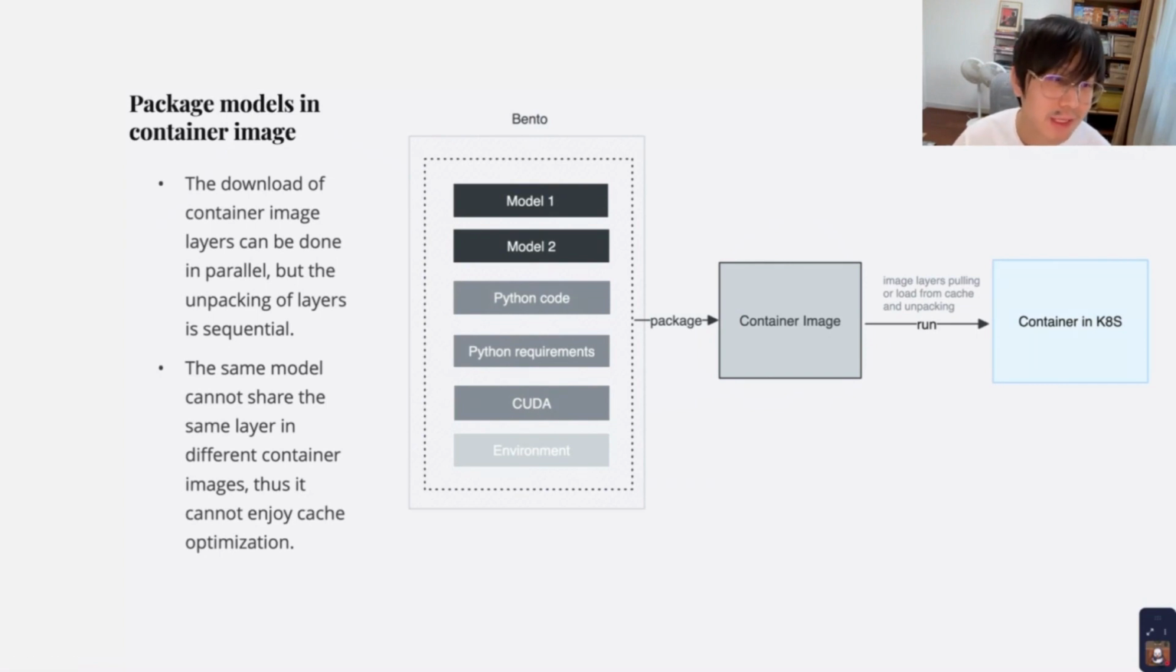The initial one is the downloading. Although you can acquire this container image, each layer of your container image is downloaded in parallel, but when you decompress it, it is done serially. When it decompresses to the layer that contains a large number of models, it will accumulate and occupy a large amount of CPU time. And there is another challenge for everyone to think about.